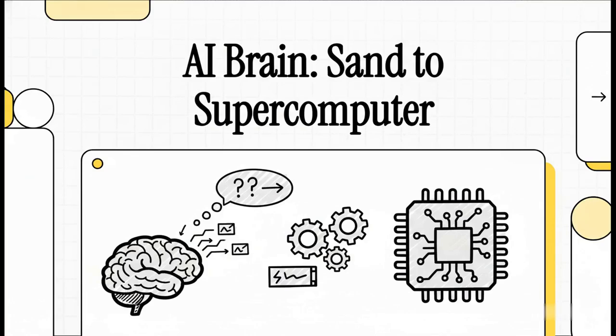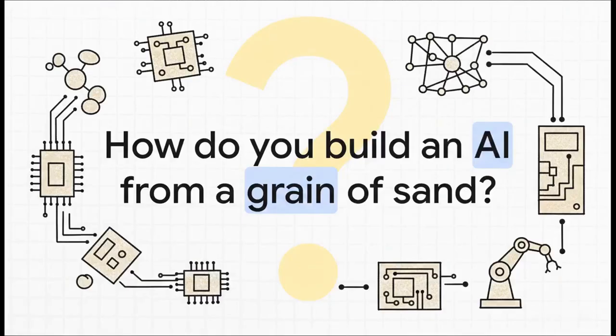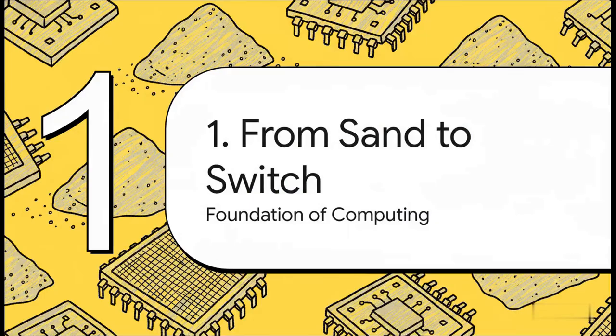Today, we're going to go on this incredible journey, starting with just a handful of sand and ending up with the supercomputers that power modern AI. So how do you build an AI from a grain of sand? I mean, it sounds completely impossible, right? Like some kind of magic trick. But it's honestly one of the greatest technological stories ever told. We're going to uncover that story layer by incredible layer. Let's get into it.